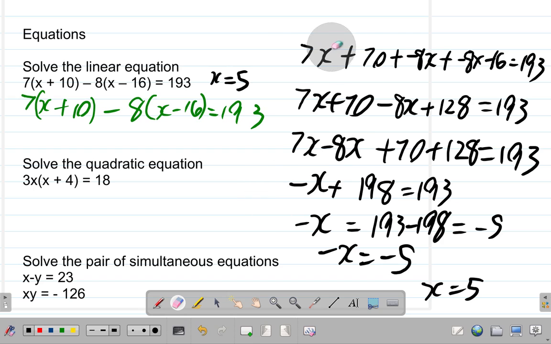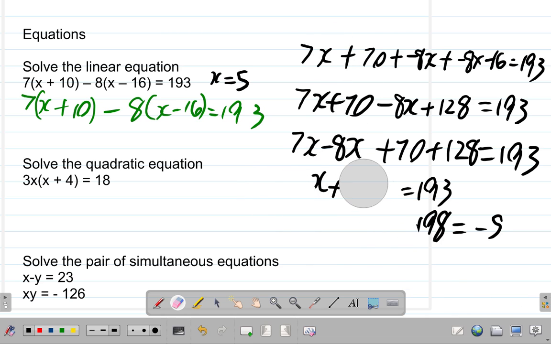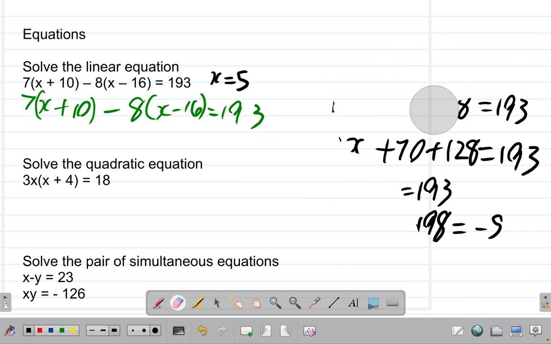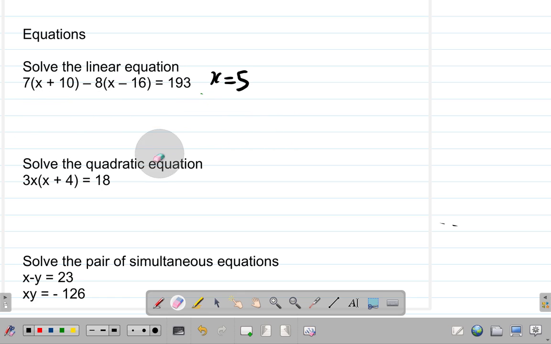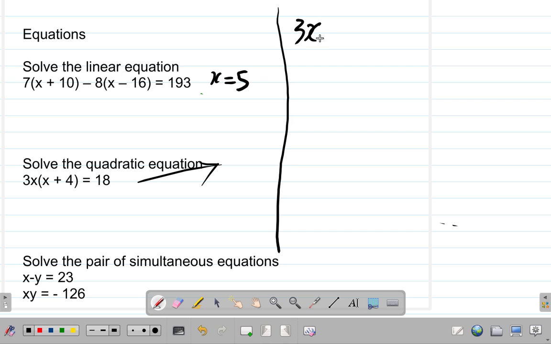Now let's erase what we have here to make some space, and we deal with the next equation. Let's look at this one here. Solve the quadratic equation. Let me just draw a line and write it over here. This is the one we're dealing with now. 3x times x plus 4 equals 18.